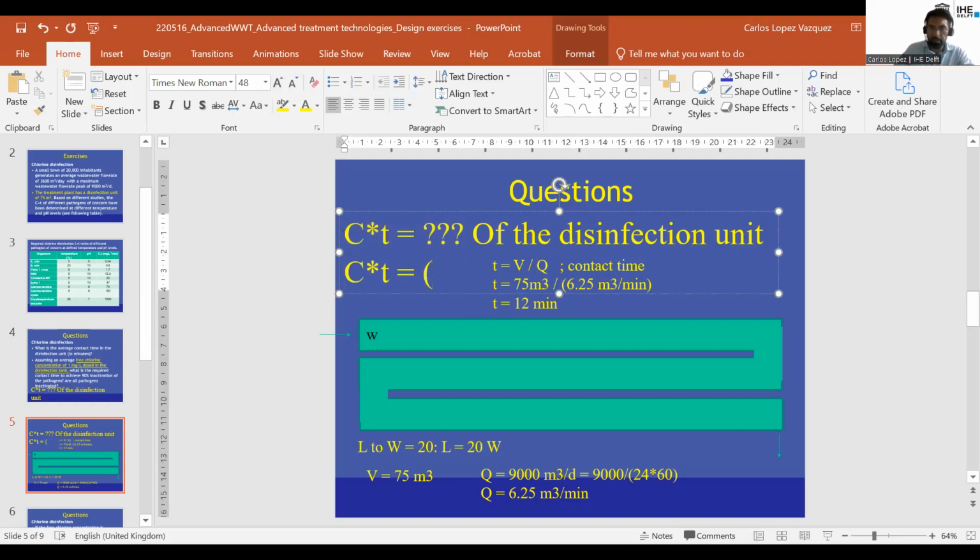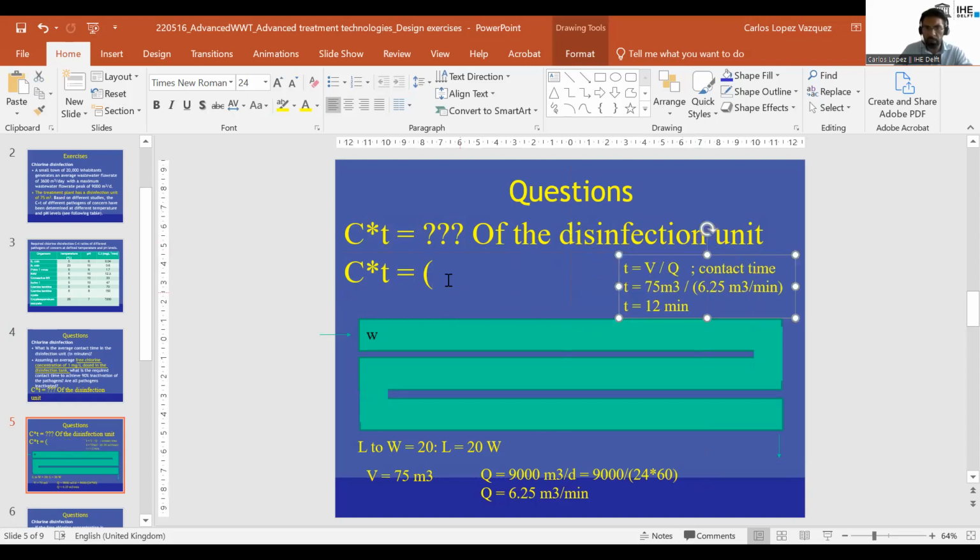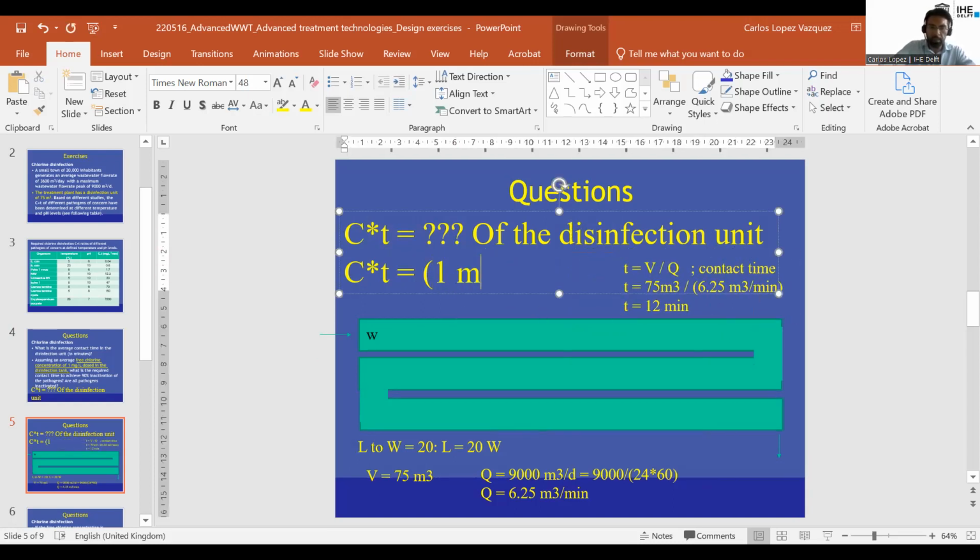concentration 1 milligram per liter. Move this to the right. Will be 1 milligram per liter of chlorine times 12 minutes. So my CT value is 12. 12 milligrams of chlorine per liter, and this per minute.